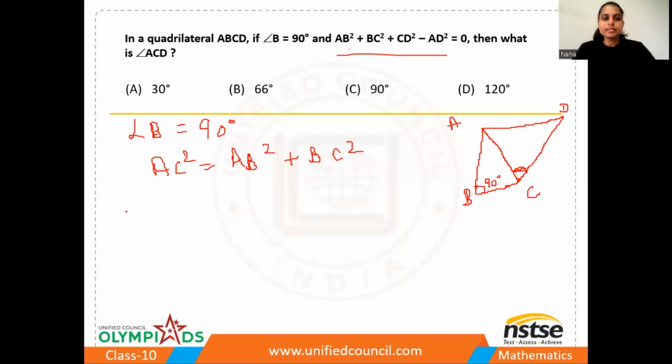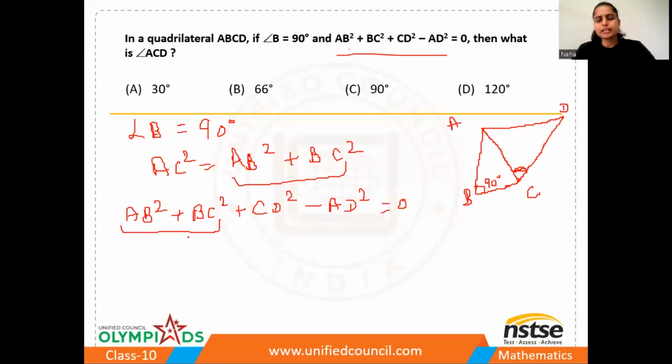So this is AB square plus BC square plus CD square minus AD square. Perfect. This is equal to 0. Alright. So AB square plus BC square, can I write it is equal to AC square? Right? So this is AC square plus CD square, can I write it like this, is equal to AD square. Both are perfect. Okay. So this is AD square is equal to AC square plus CD square.